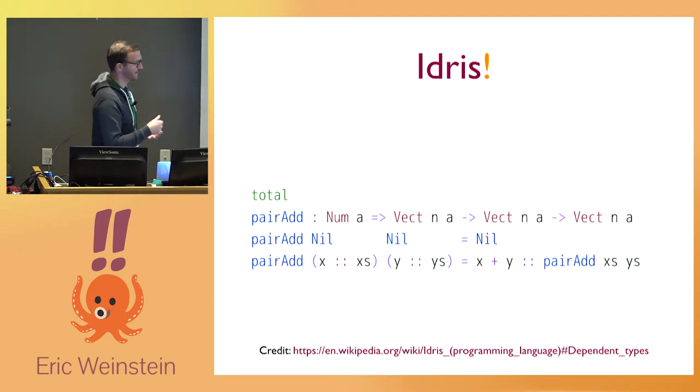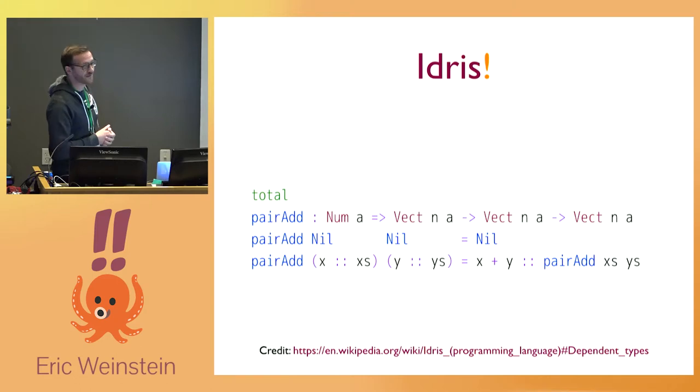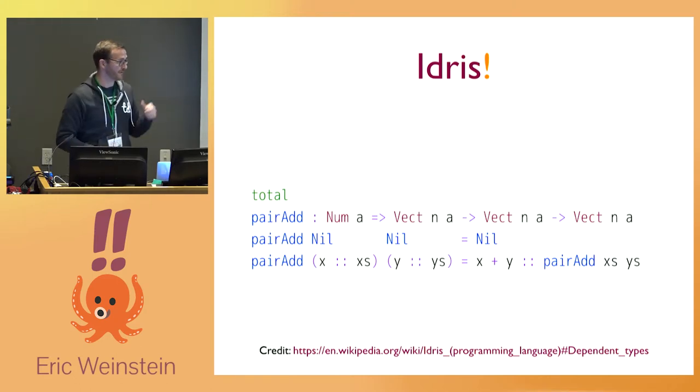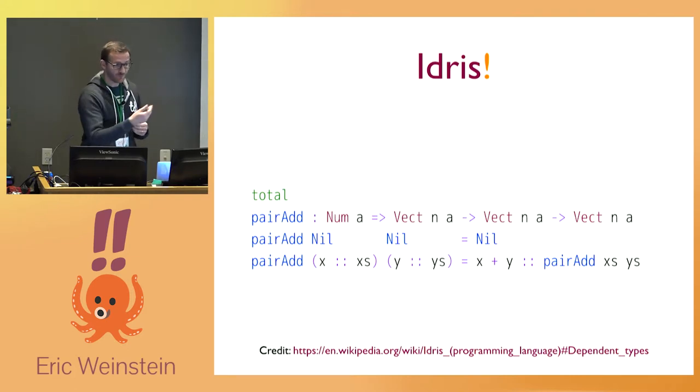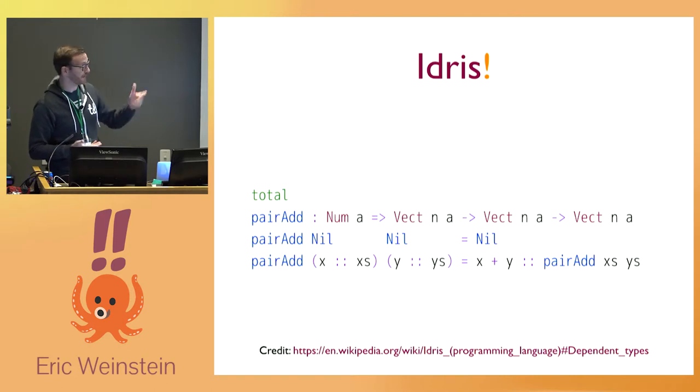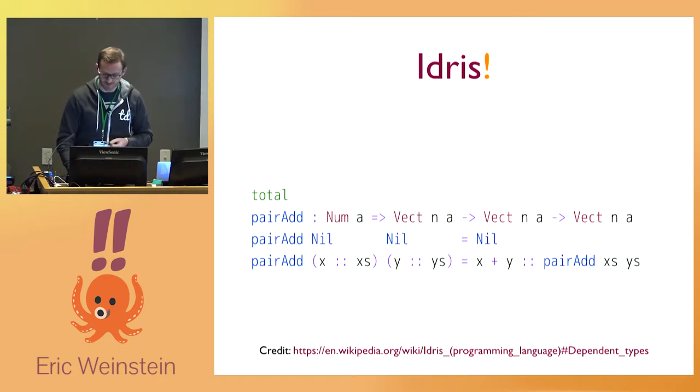So pair-add nil, nil equals nil. This is because if you take the head of the empty list, you get nil or nothing in Idris. And then otherwise, if you take an X and some X's, so the head of the list and the rest of it, and do the same thing for your second vector, you just add those two together, and then you recursively do the same for the rest of your lists, which is actually, again, astounding that the type system can tell you this.